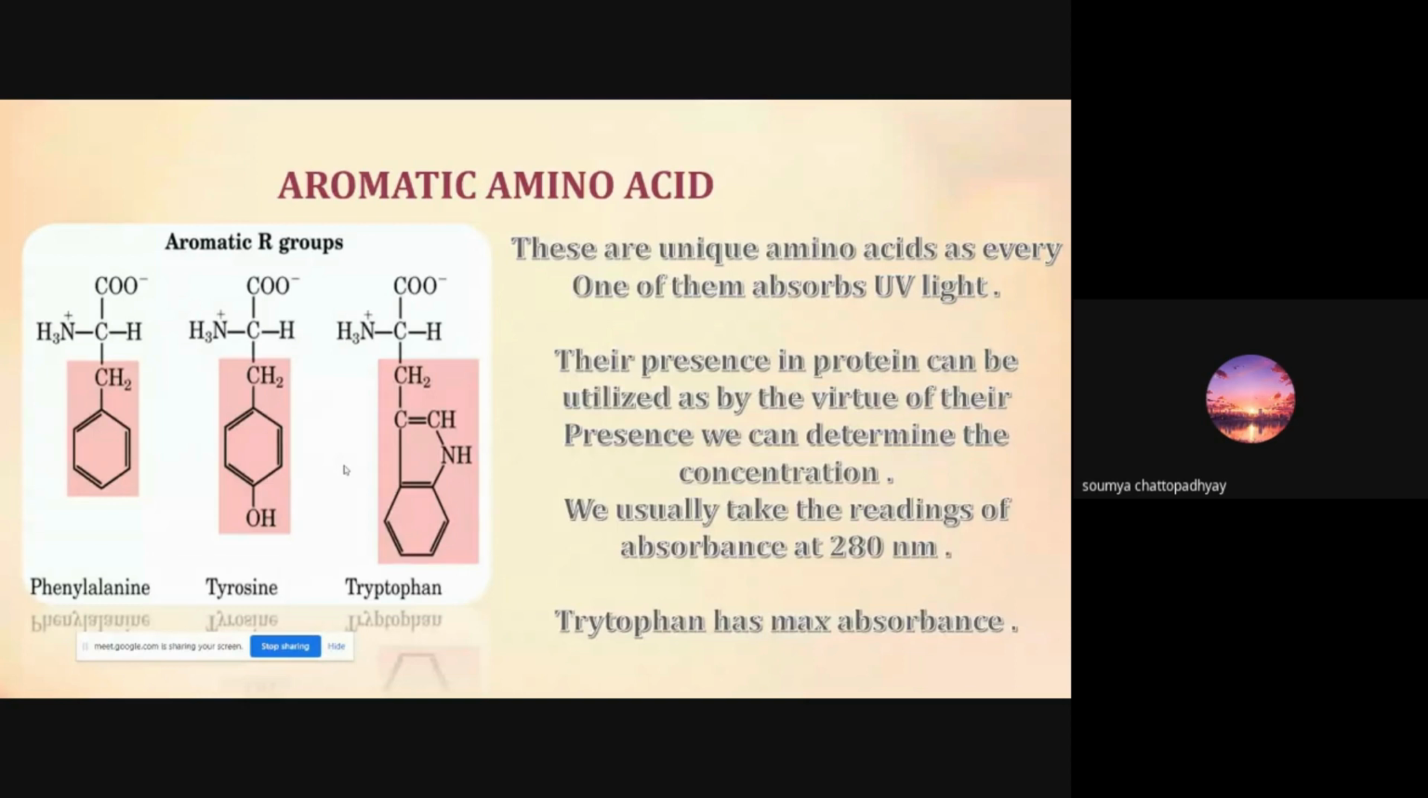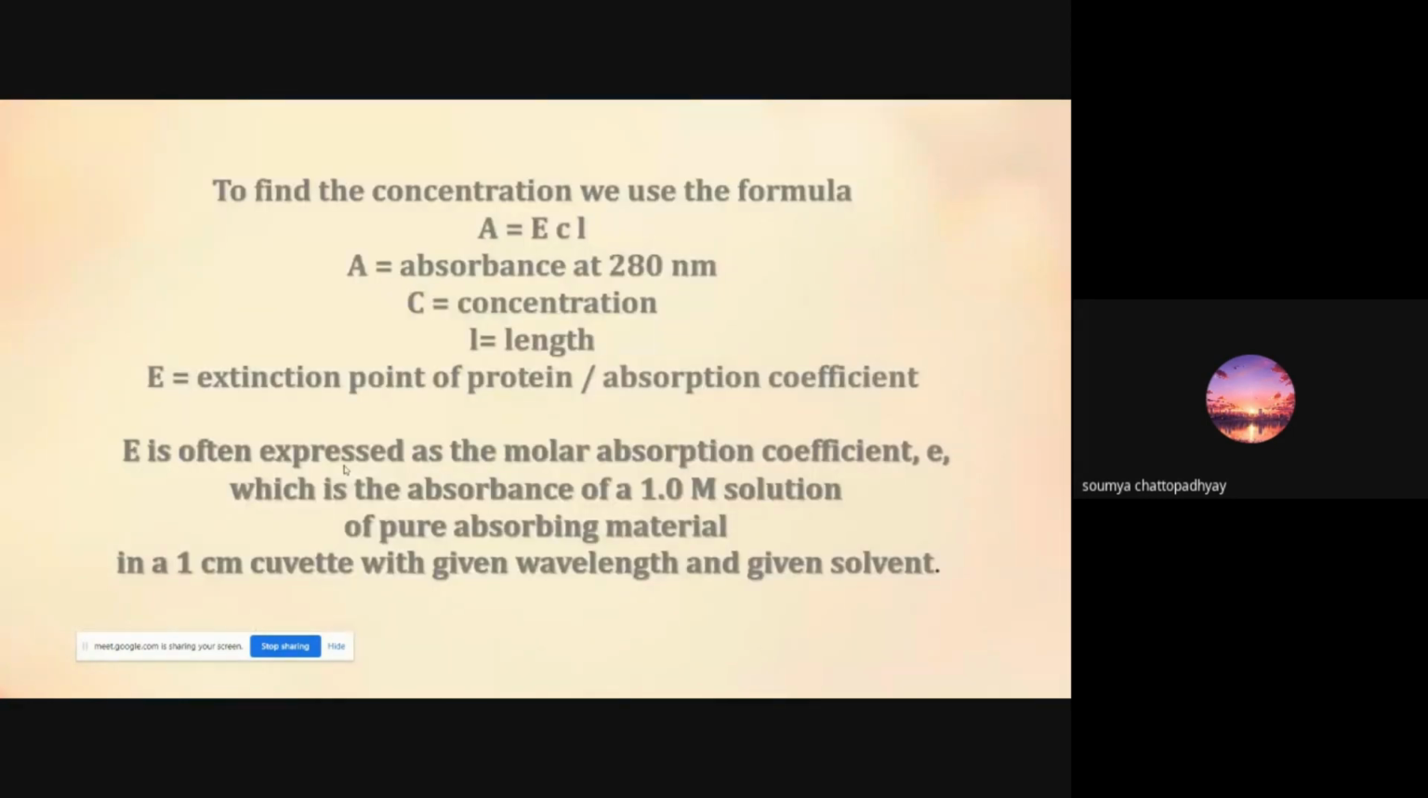Aromatic amino acids. Now, it's quite unique and interesting that they absorb UV light, and by virtue of their presence we can find the concentration. Suppose we have been given a protein and we need to find its concentration. By using the phenomenon of UV light absorption and the Beer-Lambert law, we can find the unknown concentration.